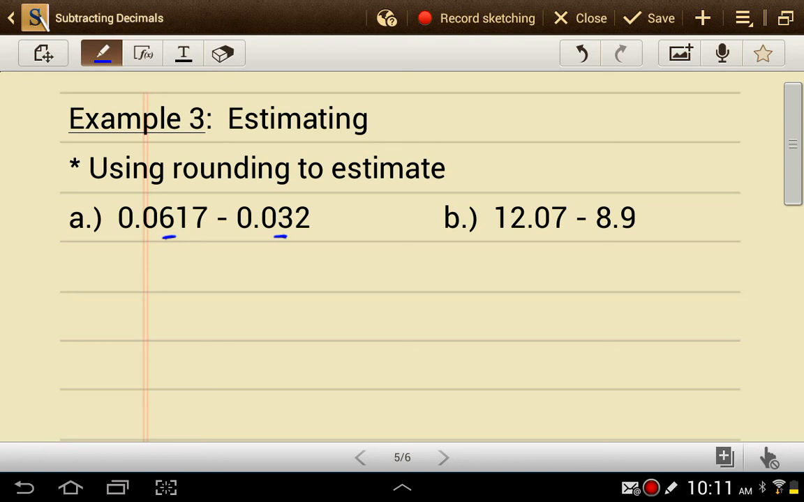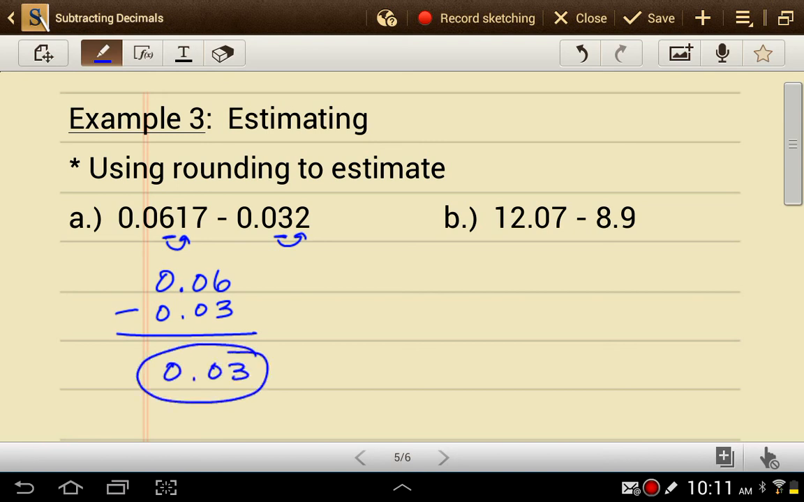So I round this to hundredths, I have to look at that. That's going to be a 1, so this is going to be 0.06 minus the 3. I'm going to look at the 2, is going to keep it at 3, 0.03. Now they all line up. It's pretty easy to do. You could do this in your head, and you'd end up with 0.03. Okay, and that would be your estimated answer. It's not the actual answer, it's your estimated answer.